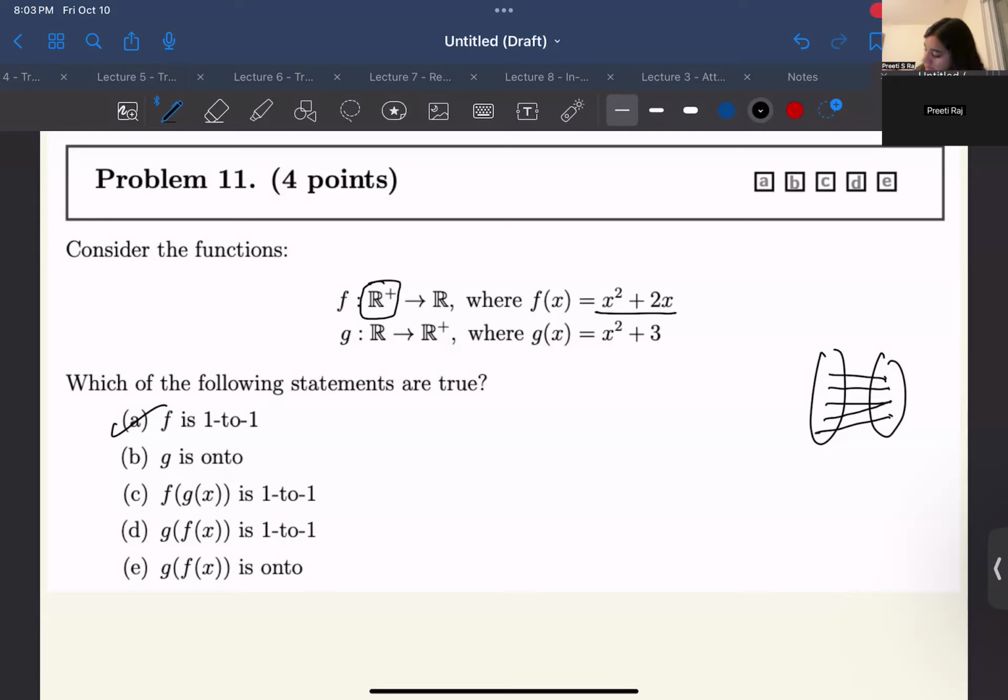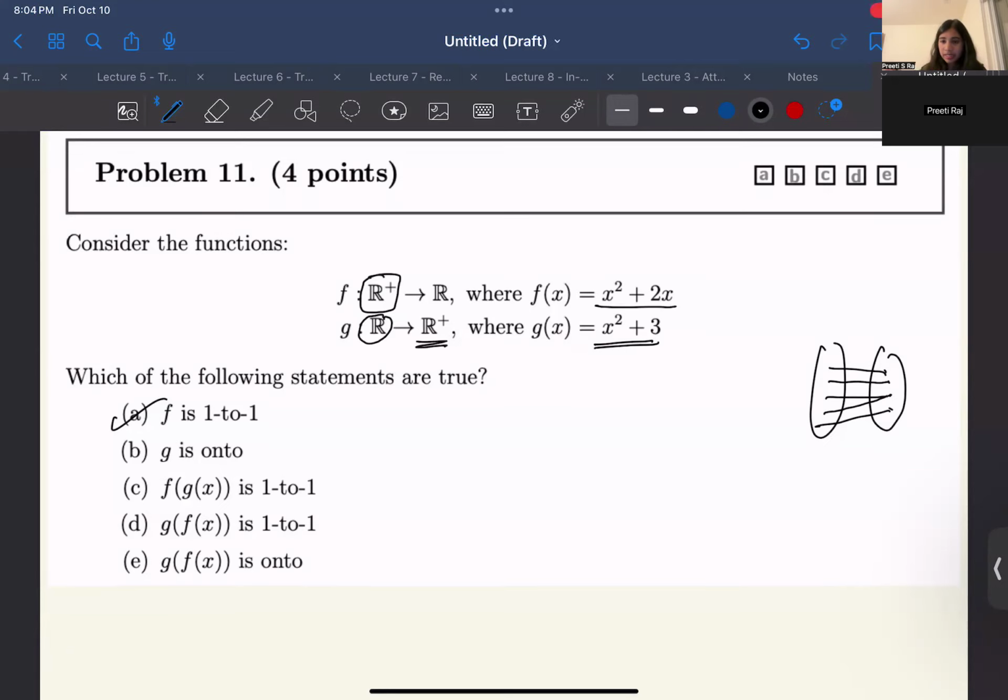So now, is G onto? G is an x squared plus 3 function, and we know that it goes from the real numbers to the positive real numbers. Because the codomain is positive reals, it's fine that we have an x squared here. If the codomain wasn't positive reals, then since x squared always outputs a non-negative number, any negative numbers in the codomain wouldn't get mapped to. But we don't have to worry about that because the codomain is R plus.